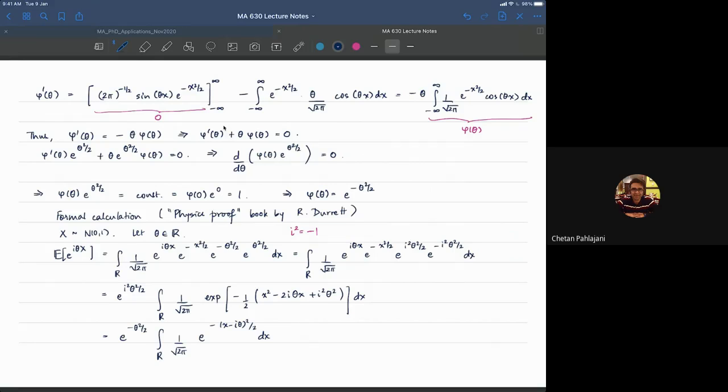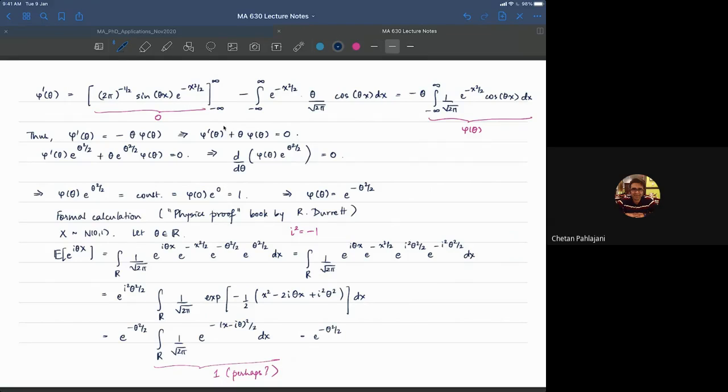You say, oh, this is the integral over the whole real line of 1 over square root of 2 pi e to the minus variable squared over 2 dx. So this thing is 1. Okay, so that's, I think, why he calls it a physics proof. Let me not say hopefully, let me say perhaps. And if that is correct, then your answer should be e to the minus theta squared over 2.